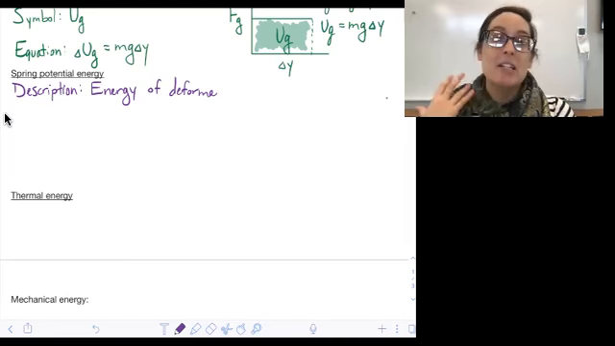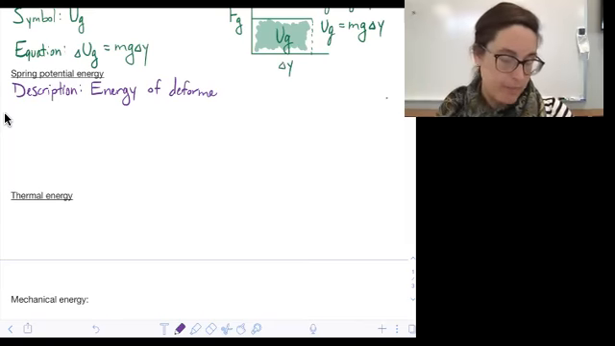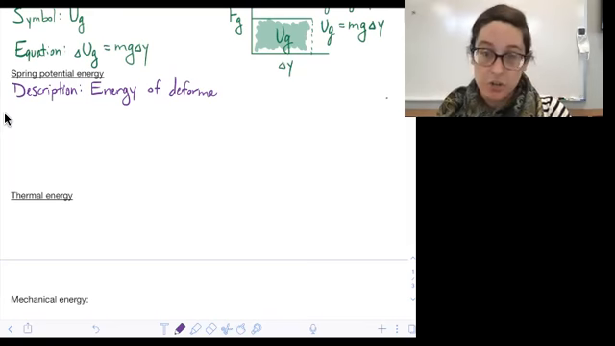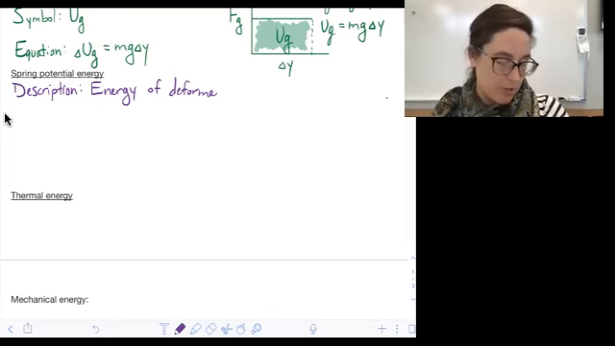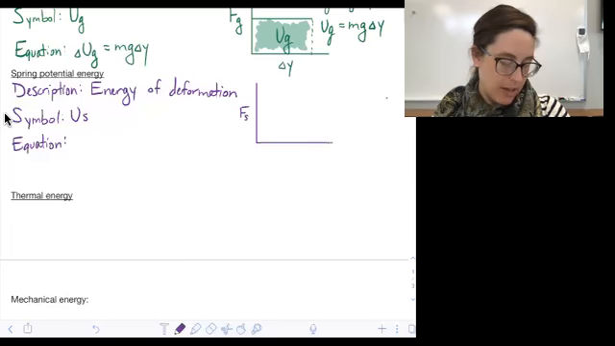So if something can spontaneously return to its original shape, then when it is deformed, we say that it has spring potential energy inside of it. And the symbol that we use is U sub S. Again, U for potential energy, S specifically for spring. And the equation that we have comes from the spring force versus stretch graph. And we are familiar with what that graph looks like from the previous lecture.